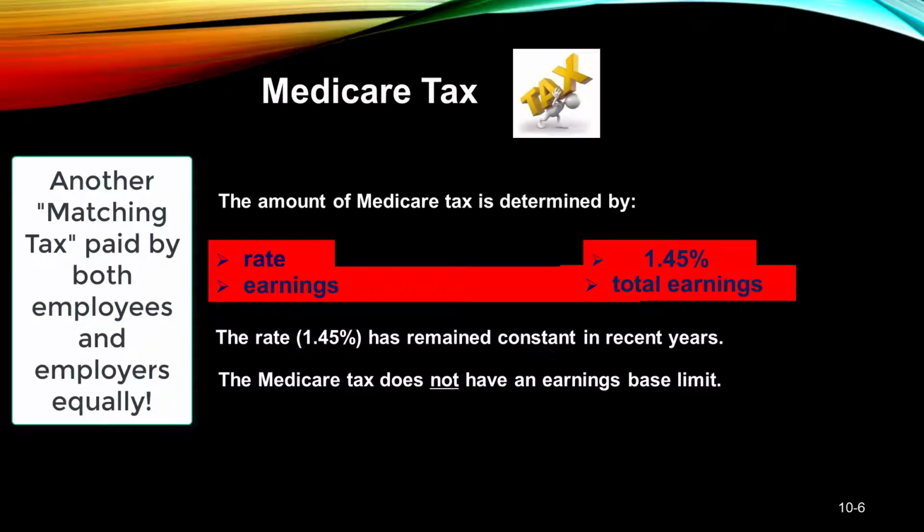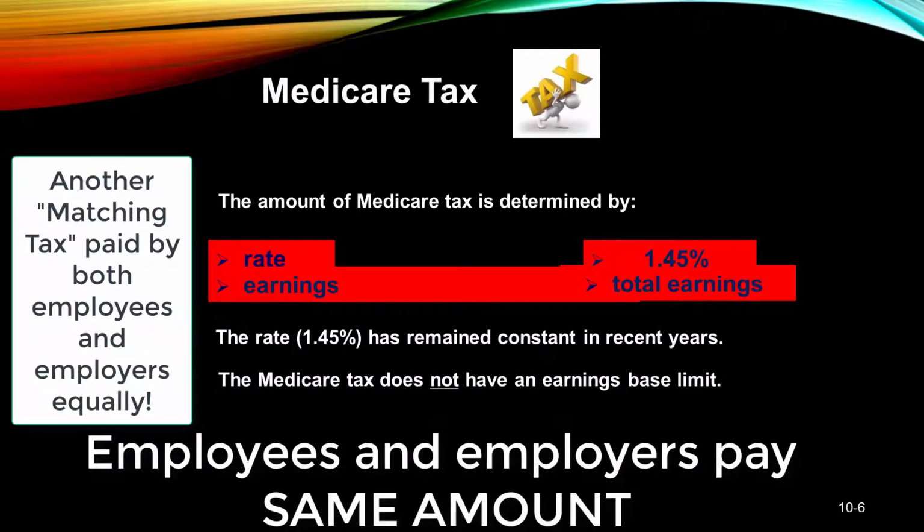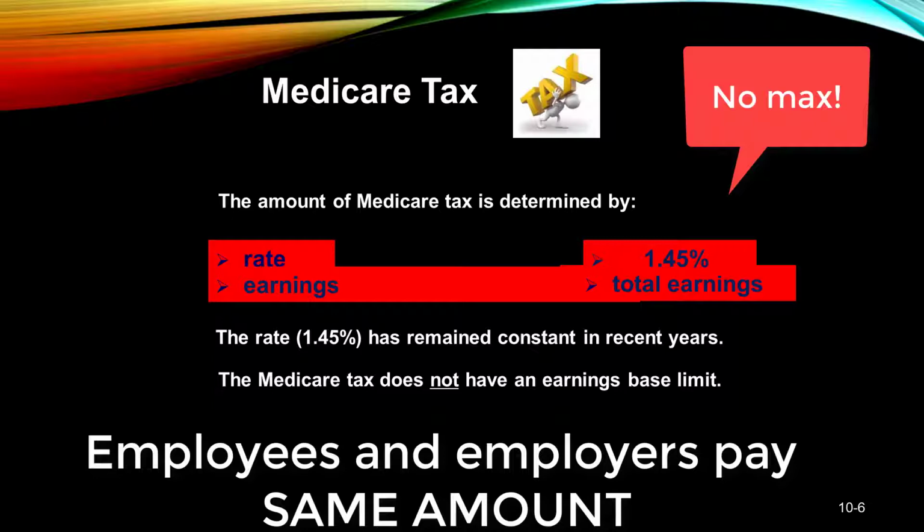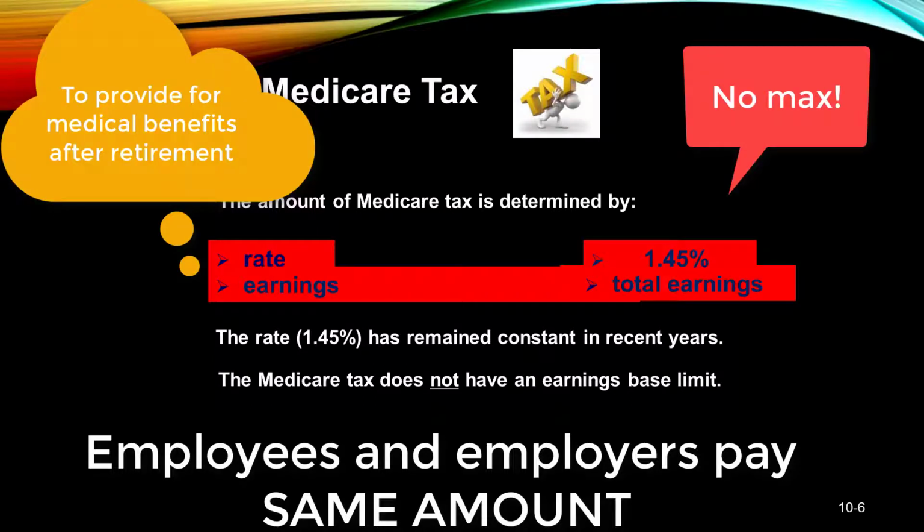The Medicare tax is another matching tax that is paid by both the employees and the employers equally. That means both pay 1.45% of total earnings. Notice that there is no maximum on the Medicare tax. So if you make $1 million, you pay taxes into the Medicare system on that same amount. In addition, the rate hasn't changed in many years. The purpose of the Medicare tax was to pay for medical expenses in a retiree's older years.